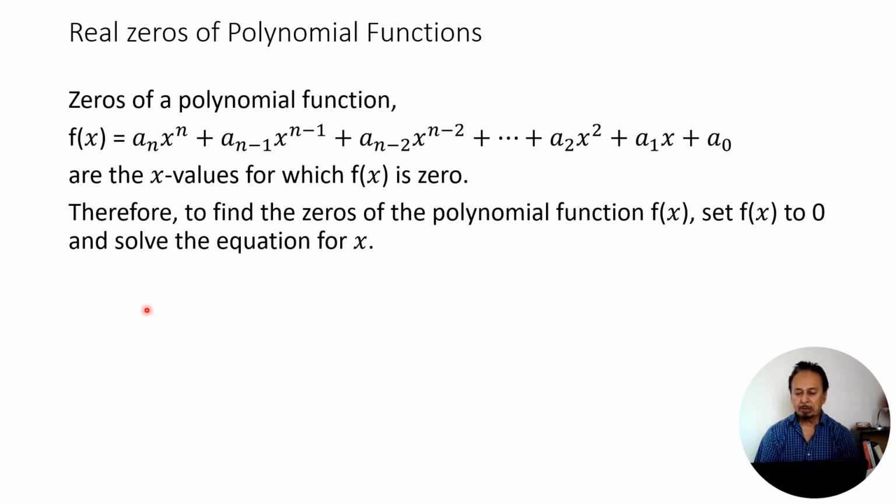Next is zeros of polynomial functions. Zeros of a polynomial function are the x values for which f of x is 0. So therefore, to find the zeros of the polynomial function, all we have to do is set f of x equal to 0 and then solve for x.